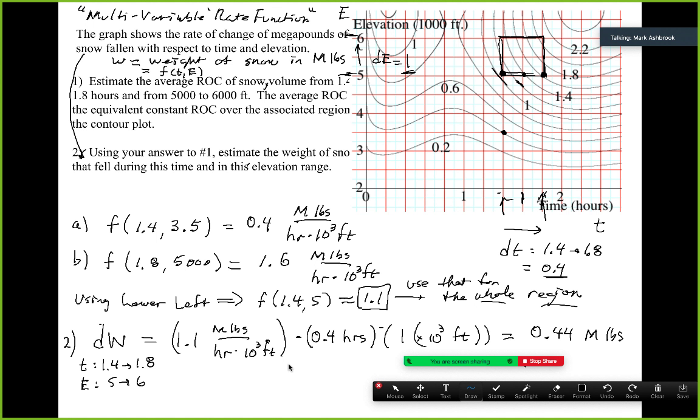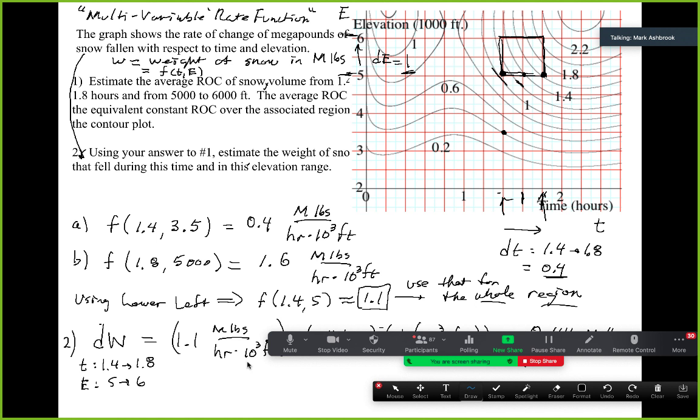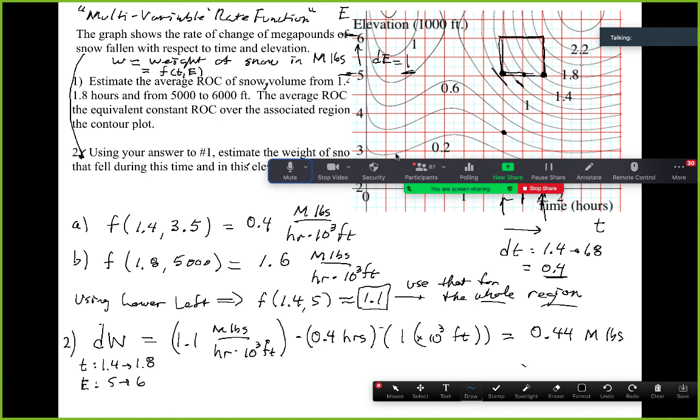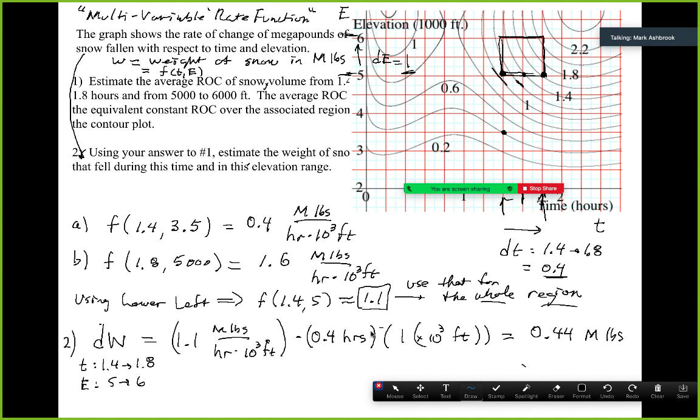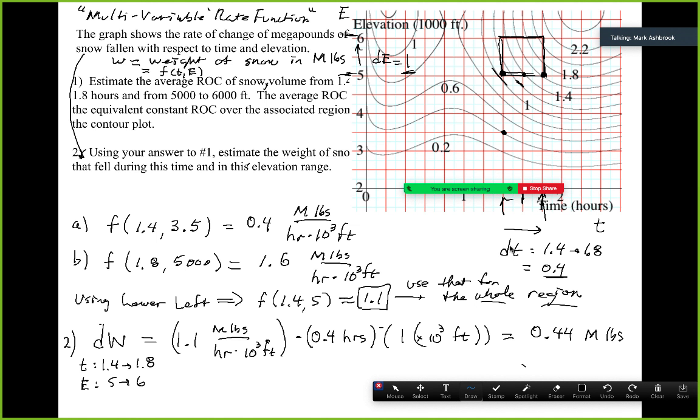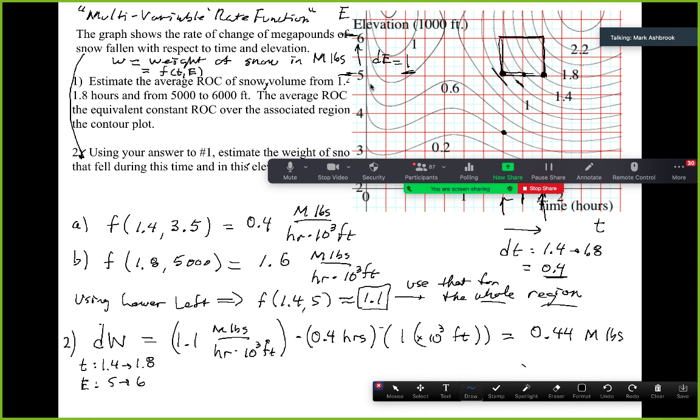So a change in the weight of sand is like a little amount of the quantity, and that's what you get when you multiply the rate times your 2 changes in independent variables. You get a little change in the dependent, which is a little amount. Compared to this whole mountain range, it's just a little amount of the snow that fell, right, in this time frame and in this elevation range.